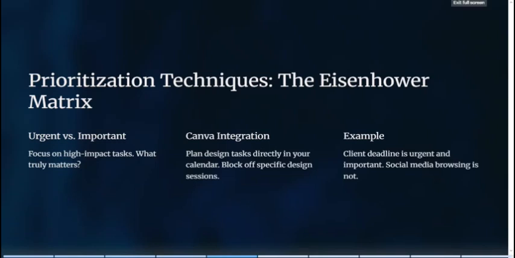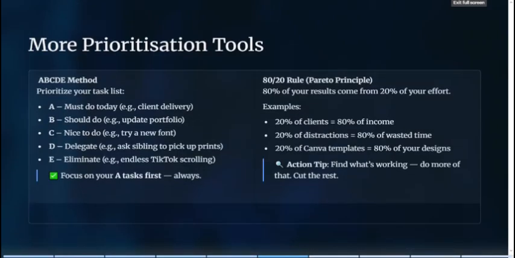Some more prioritization tools or techniques would be, the first being the ABCDE method. This helps you structure your task list. A, must do today, no excuses. B, should do, that's important but not urgent. C, nice to do, that's optional. D, delegate, that's ask for help. E, eliminate unnecessary tasks. So, in our context, let's say A would be finalize a funeral program for delivery today.